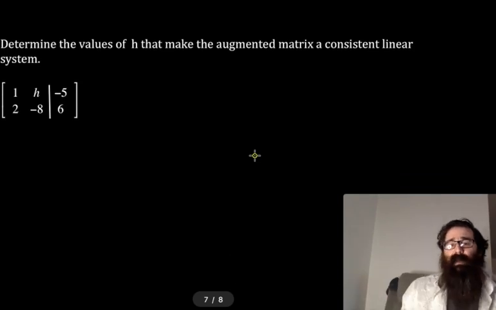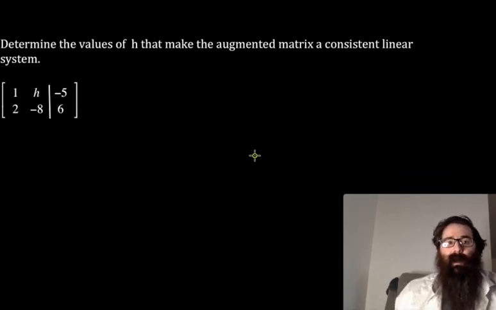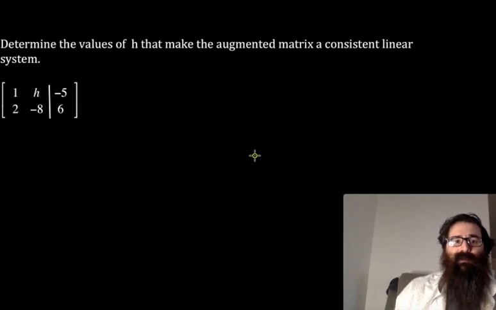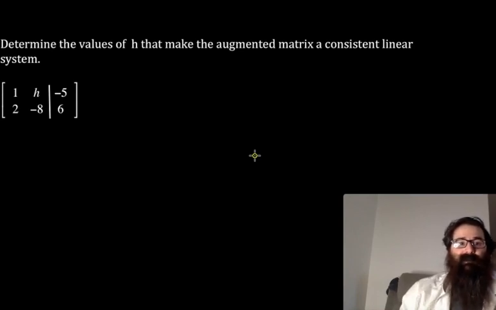Let's do a couple more examples, but let's focus a bit more on things that are interpretive. I want to determine the values of h that make the augmented matrix a consistent linear system. And here I have 1, h augmented with minus 5. So I say, well, what's going on with h? Well, we're going to find that out. And then 2, negative 8 augmented with 6.